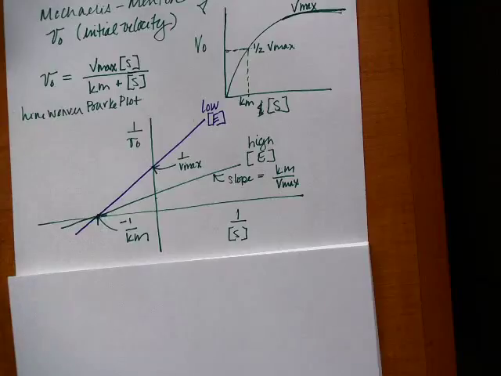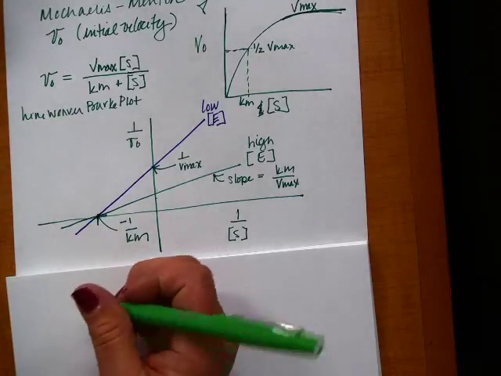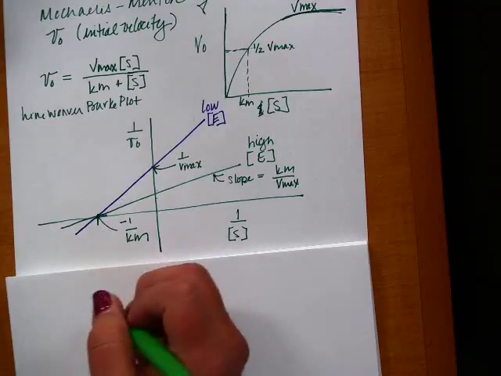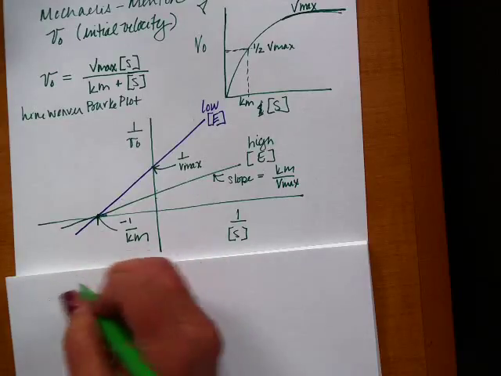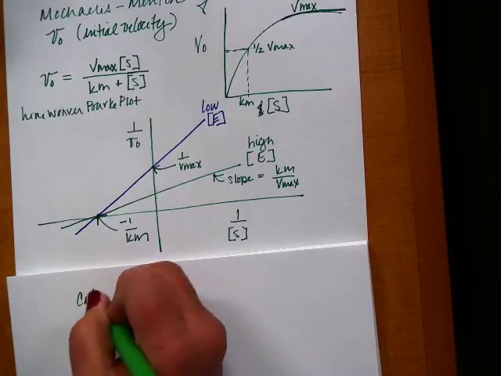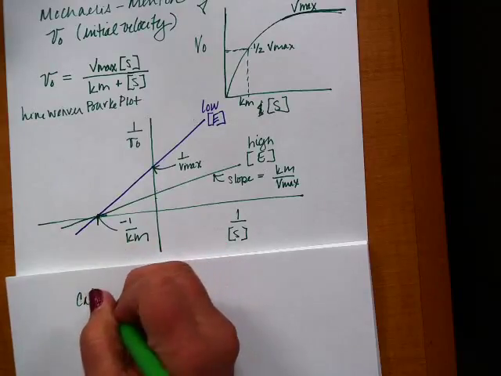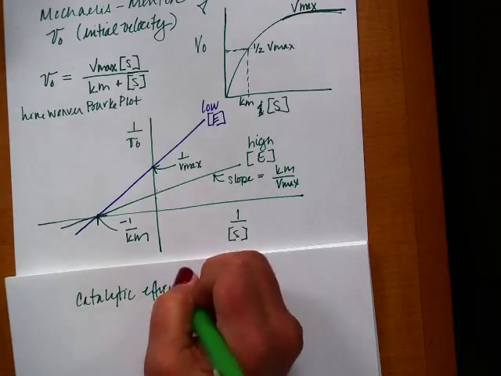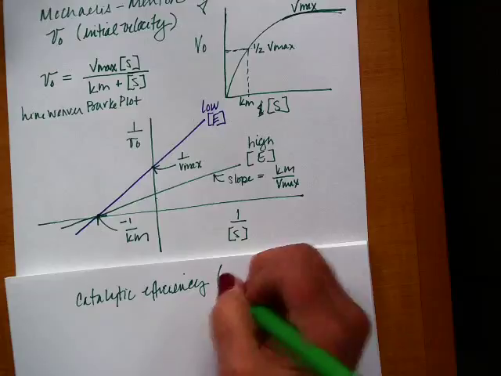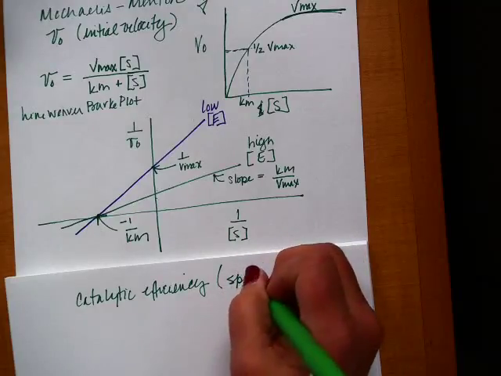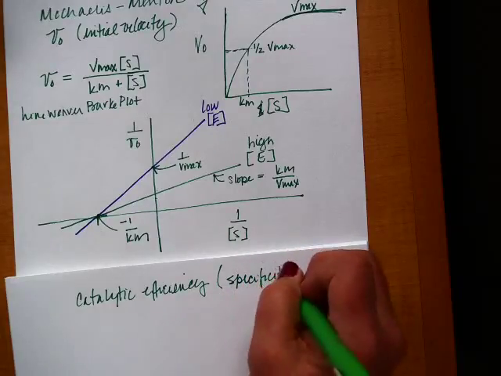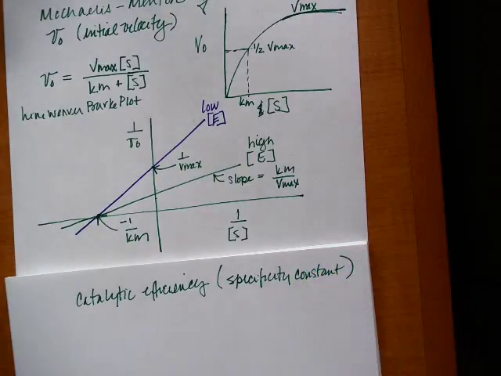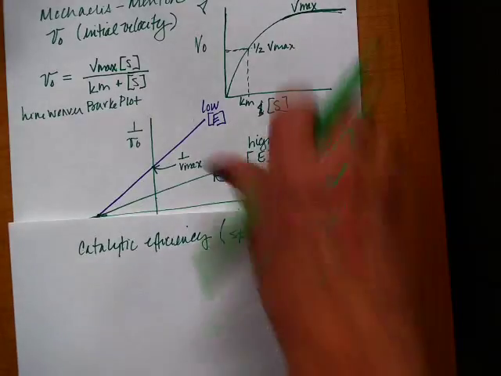And I know I mentioned these briefly in one of those videos, but we're going to be working some problems now that use these, and I just want to remind you what catalytic efficiency is. It's basically a specificity constant. So how specific is that enzyme to its substrate?